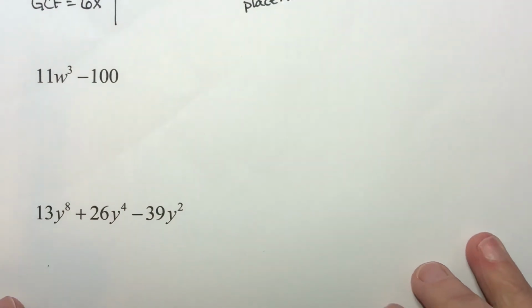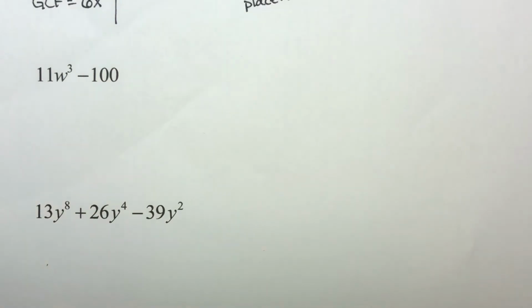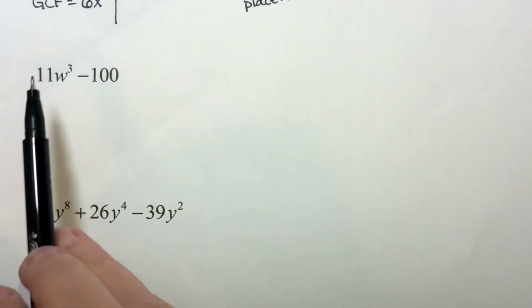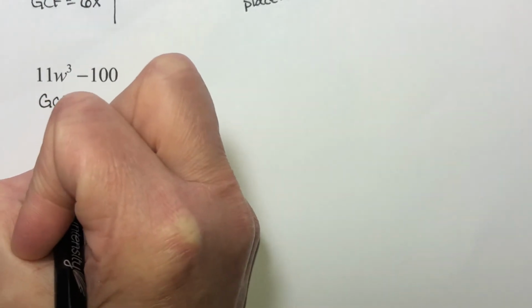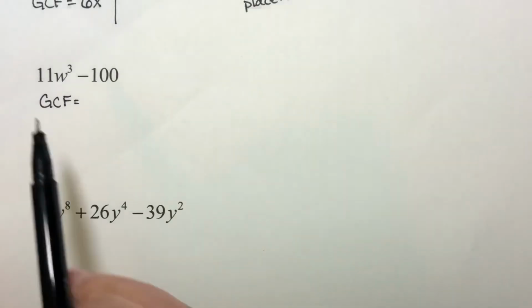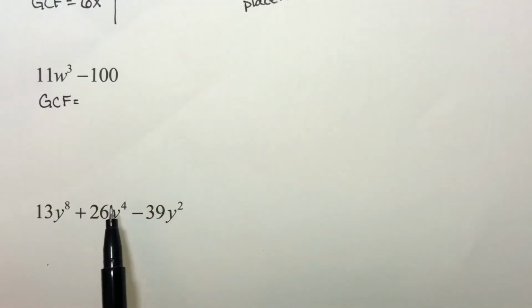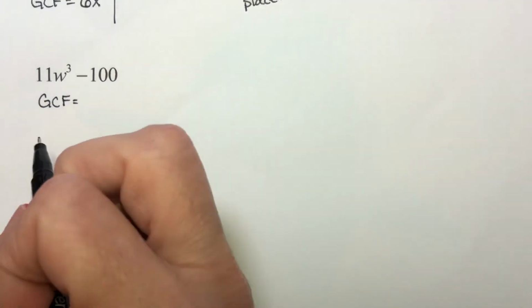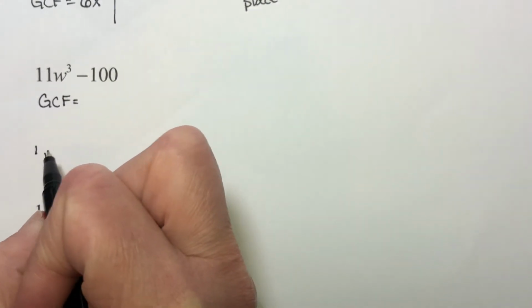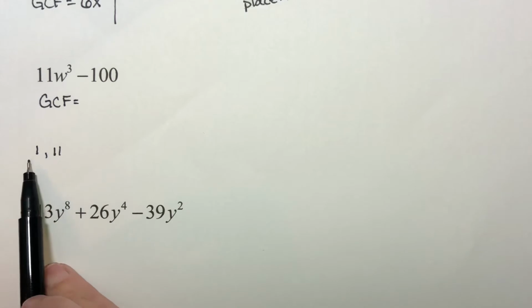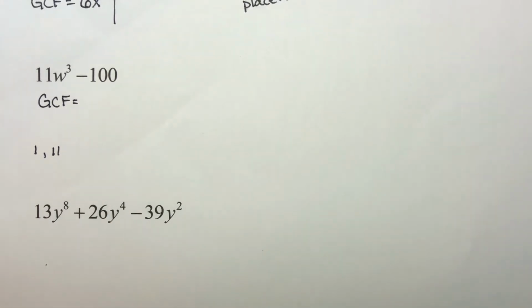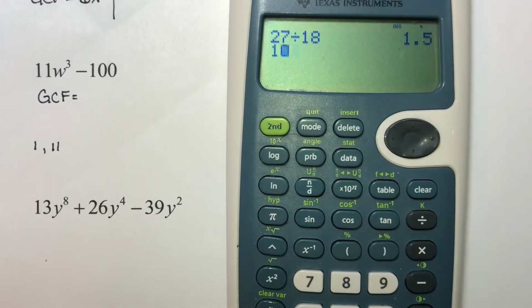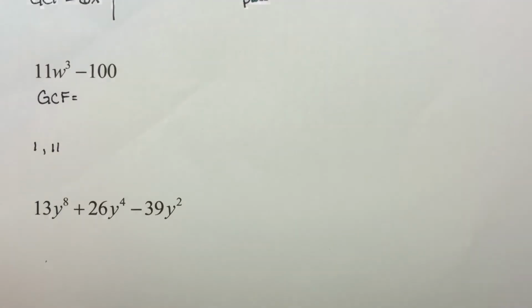All right, let's look at this one. 11w cubed minus 100. All right, I'm looking for the GCF, and I don't have a w in both of them, so I'm not going to have a variable in there. 11 is a prime number. The only numbers that multiply to 11 are 1 and 11. So my GCF is either going to be 1 or 11. Does 11 divide evenly into 100? 100 divided by 11, and that's a big no. Okay, so 11 is not in the GCF. My GCF is 1.